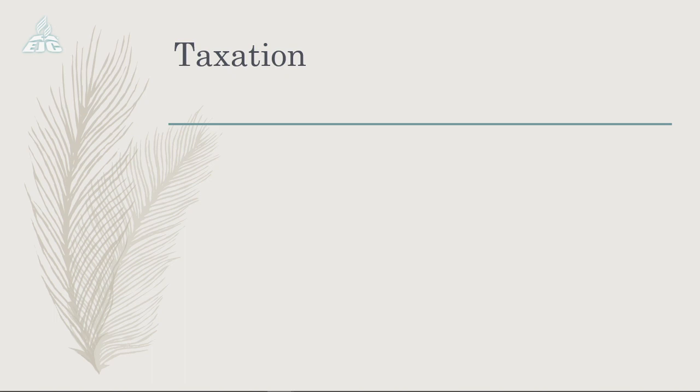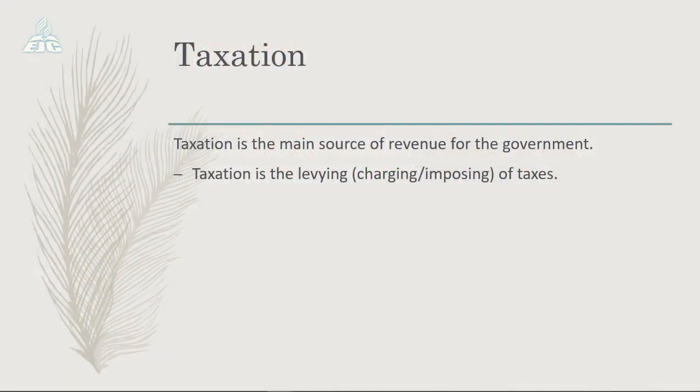What is taxation? Taxation is the main source of revenue for the government. Remember, we're talking about the roles of government in an economy. So taxation is the main source of revenue for the government. Good? But the question you're going to be asking me still, because it's not defined, what is taxation? If you look, you can see taxation is the levying of taxes. What do I mean by levying? Levying means to charge or to impose. So you're charging or you're imposing taxes. That is the meaning of taxation.